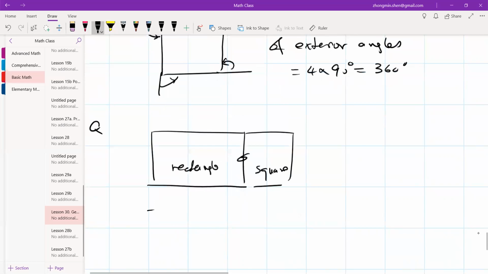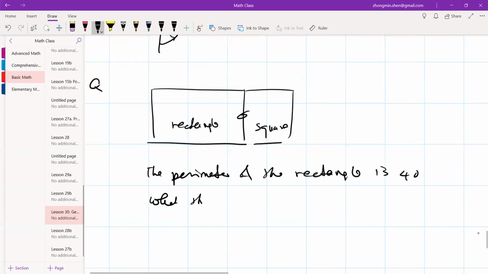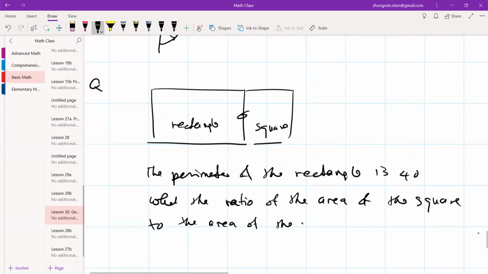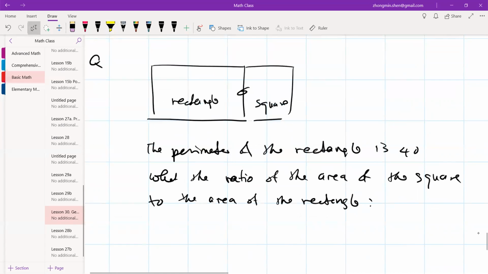So if the perimeter of the rectangle is 40, what is the ratio of the area? So we have one rectangle, and this is the width, this is the length, L and the W. So I know L is not equal to W, so we assume that.